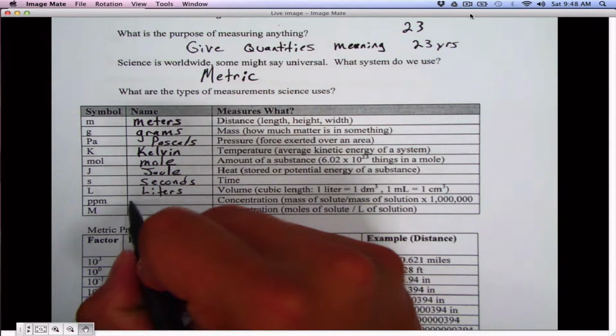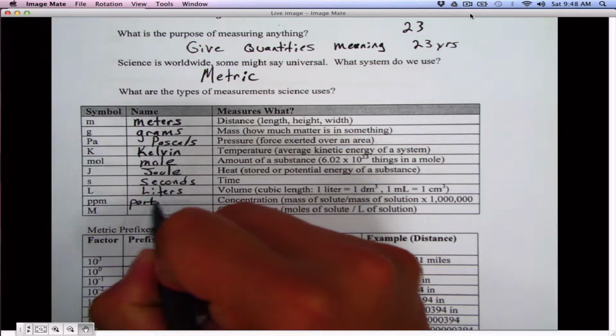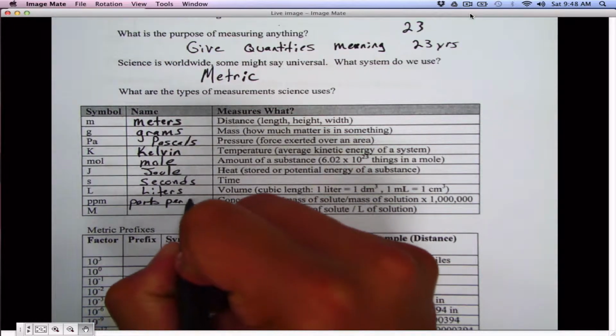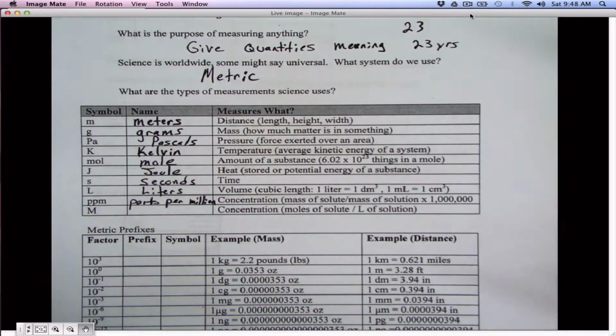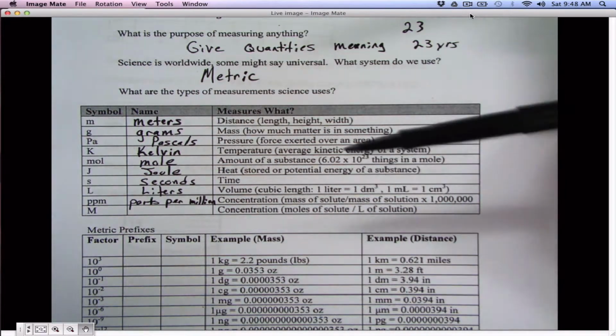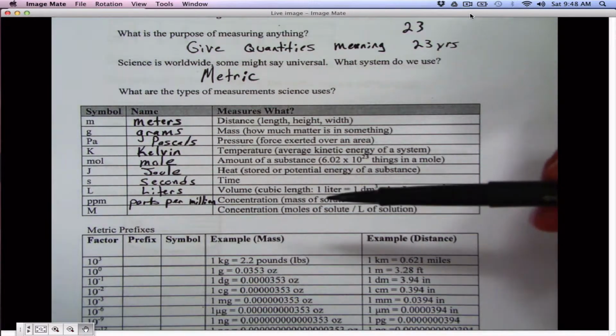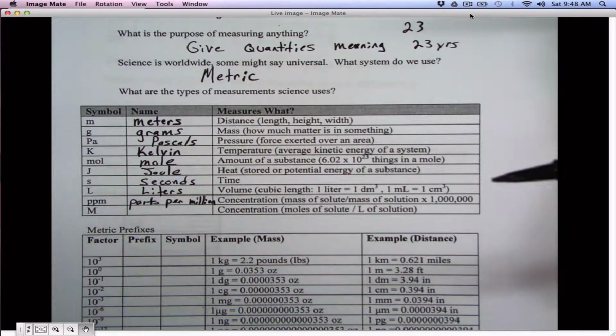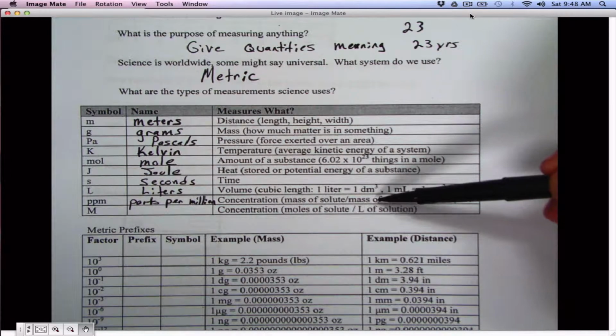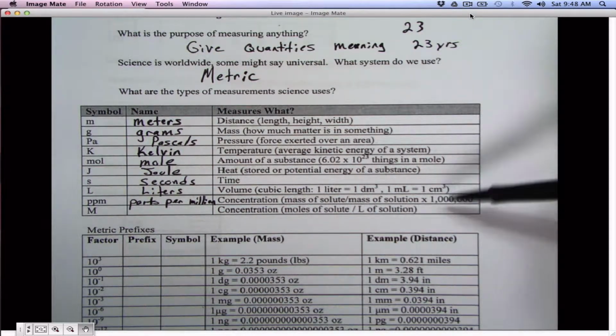ppm, parts per million. Okay? And how this kind of works out is basically that's a calculation. Concentration, in other words, how much stuff is in a given solution. So the mass of the solute divided by the mass of the solution, times 100.